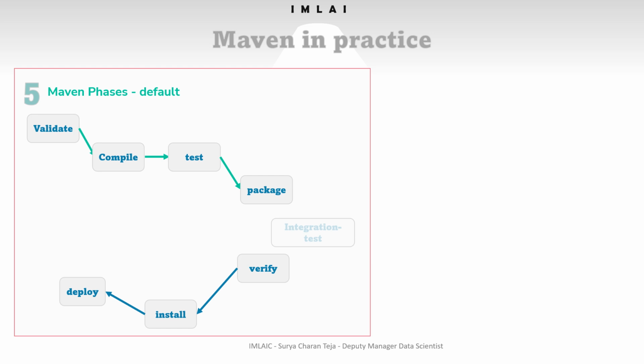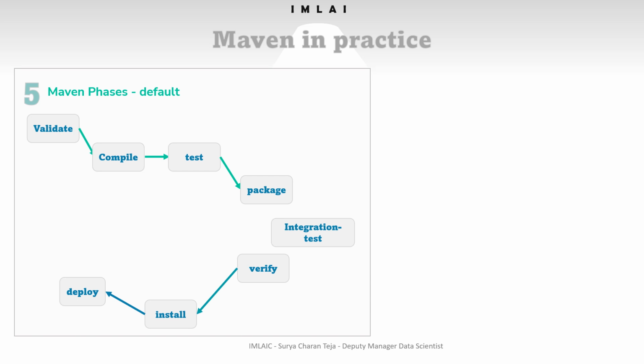Then we'll go for the integration test. So process and deploy the package if necessary into an environment where integration tests can be run. And finally we'll go for the verify. So verify, run any checks to verify the package is valid and meets quality criteria. It's called, we can say, a health checkup also. For that you require static source code analysis and a static code analysis tool.